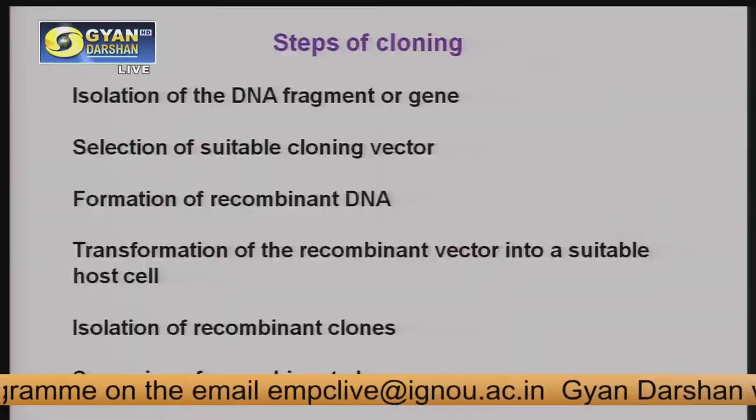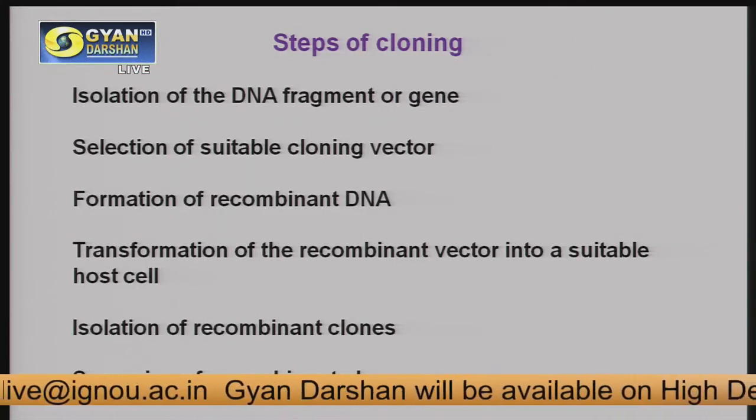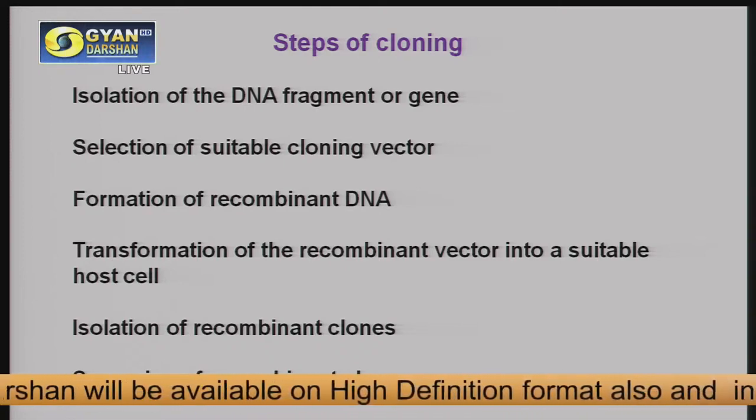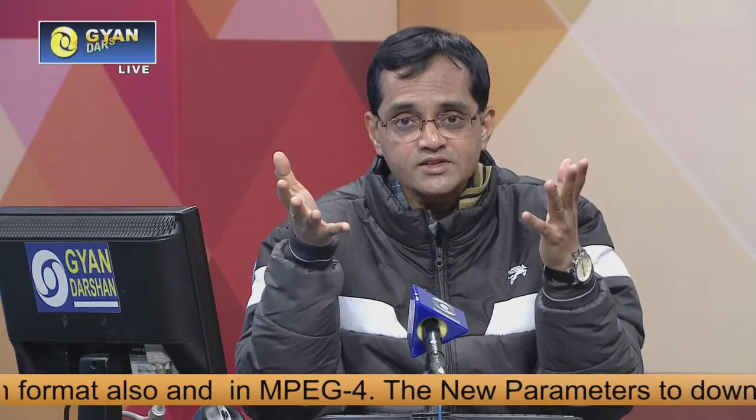Now, what are the steps of the cloning process? First one is the isolation of the gene of interest. What is the gene that you are going to clone? How will you isolate the gene? So you need a source. It can be a plant source, because this is a botany program, so I will take one representative plant specimen. You can take any plant.